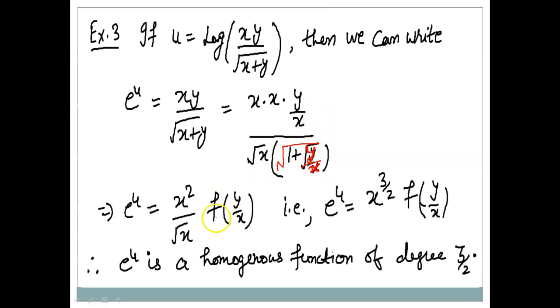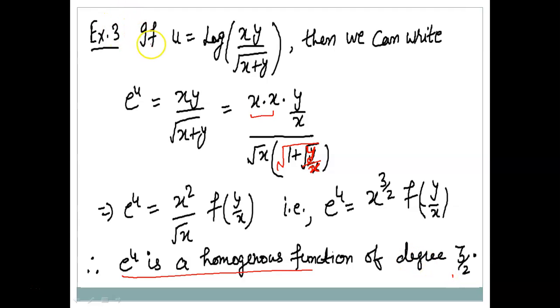Now you simplify this: x square is there, and here under root of x. And if you look at this remaining part, it is in the form of the variable y by x. So this remaining part can be written as a function of y by x. That is why e raised to power u is equal to x square divided by under root x times f of y by x. So this is x raised to power 3 by 2 f of y by x. So here you can say that e raised to power u is a homogeneous function of degree 3 by 2.